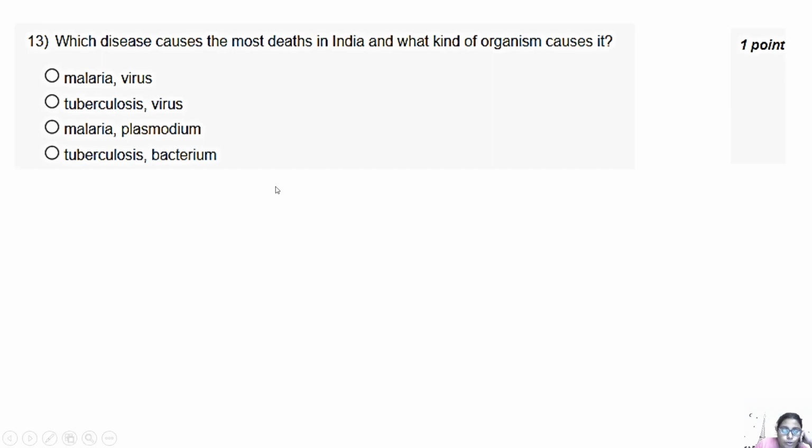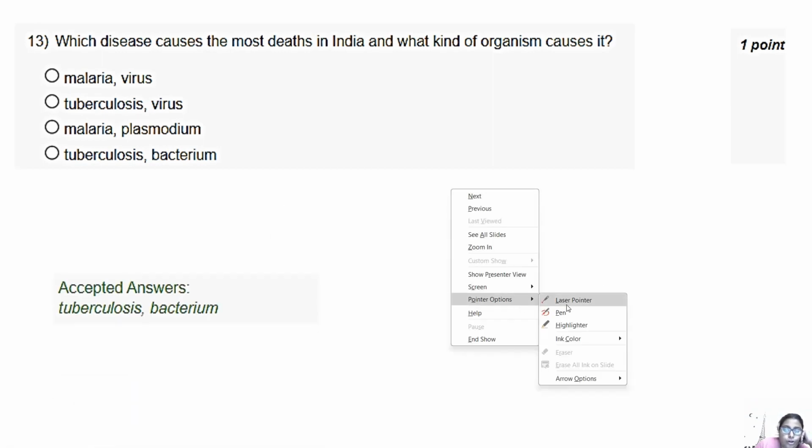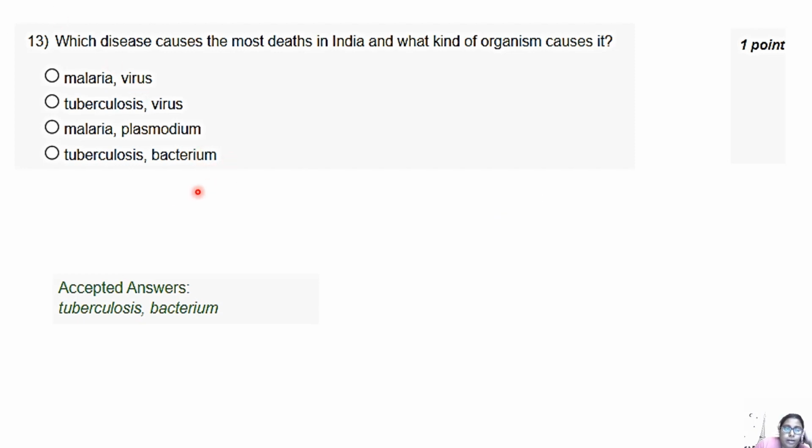So if you said tuberculosis bacteria, that is true. The answer is tuberculosis, and it's not a virus, it's a bacterium, Mycobacterium tuberculosis. So we'll talk about tuberculosis, what the epidemiology of the bacteria is, and how it causes so much death in India, and not only in India, also everywhere, and how it is still such a huge scary factor in the world.